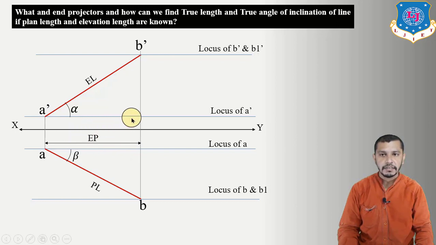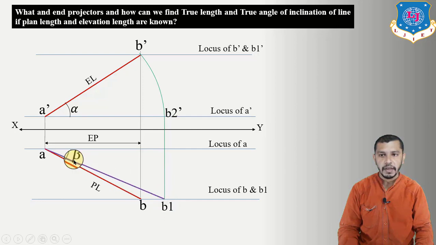Now let us discuss how can we find the true length if plan length and elevation length of the line are known. So let's try to find out the true length. First of all, if you want to find out the true length on the plan side, then take a dash as the center and radius equal to a dash b dash. Give an arc up to locus of a dash. The arc cuts the locus of a dash at b2 dash. Now from b2 dash draw a straight line up to locus of b. This intersection will give us the b1.